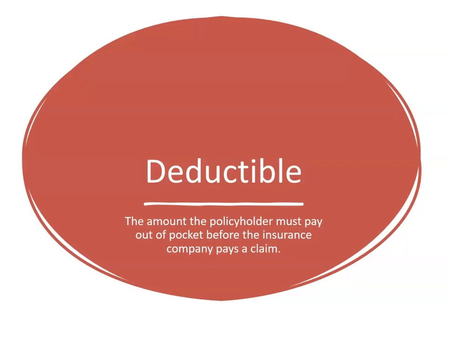If your deductible is $500 and the loss is $400, how much does insurance pay? That is $0. Why? Because the loss is less than the deductible.